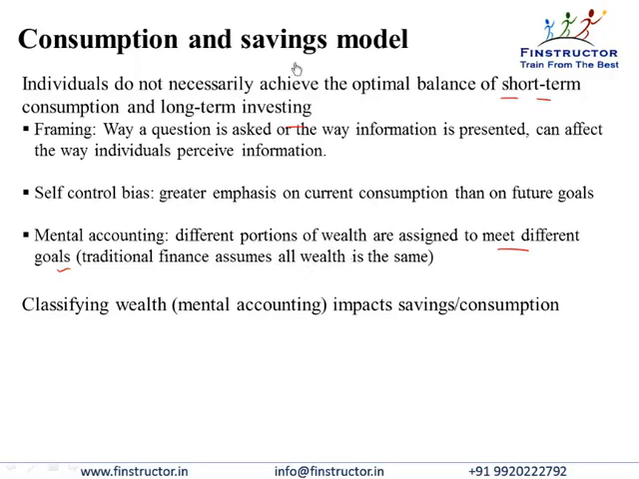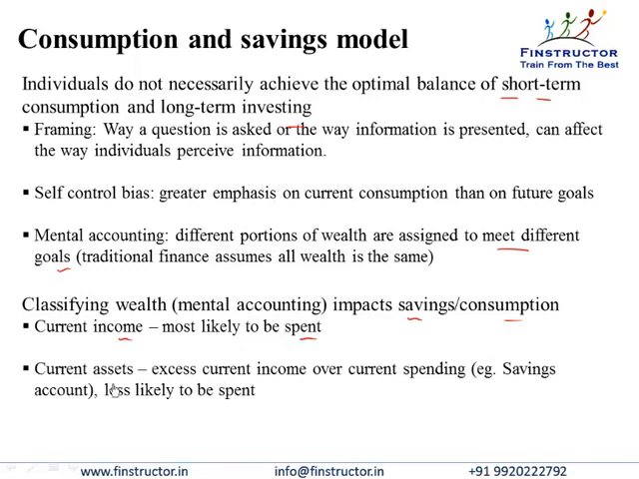The consumption and savings model further says that how we mentally classify our wealth also impacts whether that wealth will be saved or consumed. So if we think of our wealth as current income, then it is most likely to be spent. If we think of it as a current asset or a current saving that has happened, then it is less likely to be spent. And if you think of it as future income that has come a little early, then it is least likely to be spent.